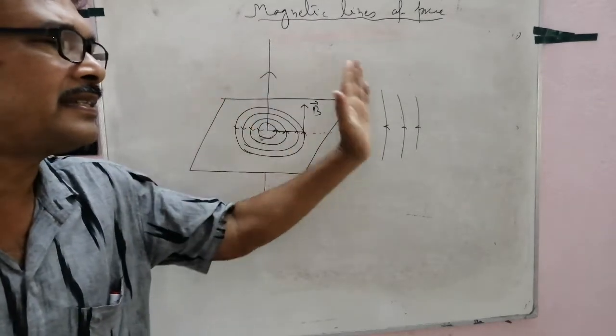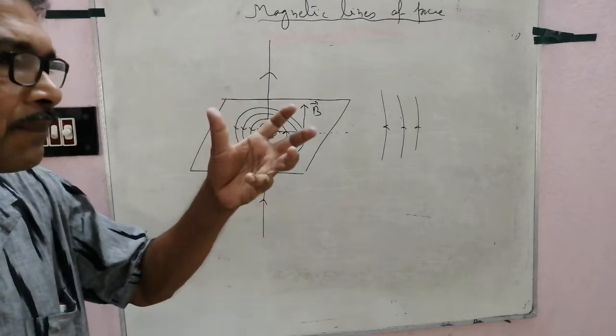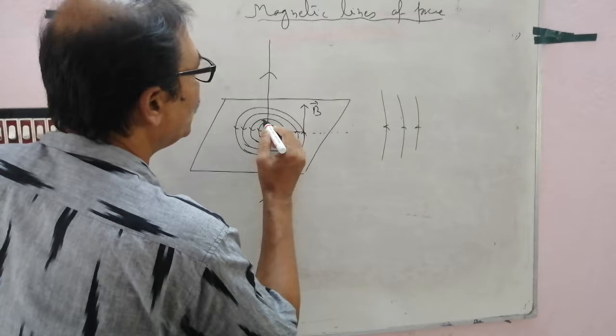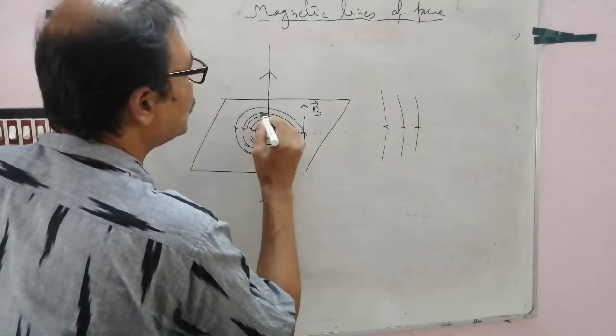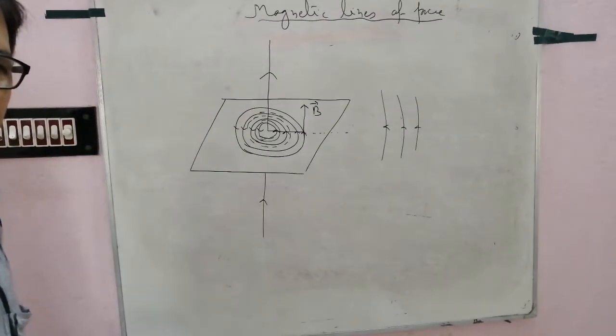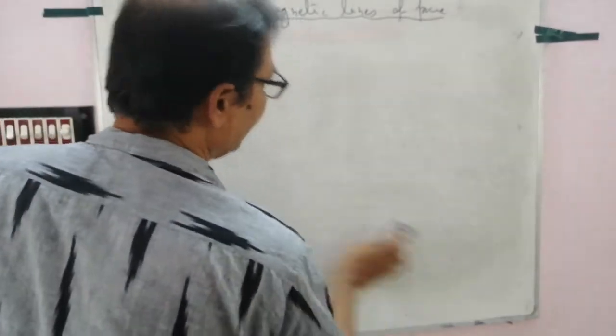If the current is strong, the magnetic field lines will be very close to each other, a strong magnetic field. Clear? If the current is downward, the magnetic field is in the opposite direction. Clear? This is very simple and you have studied it in class 10.